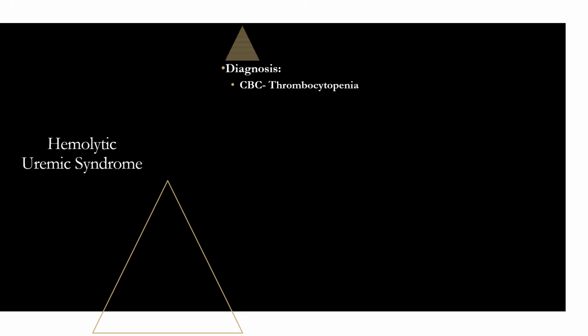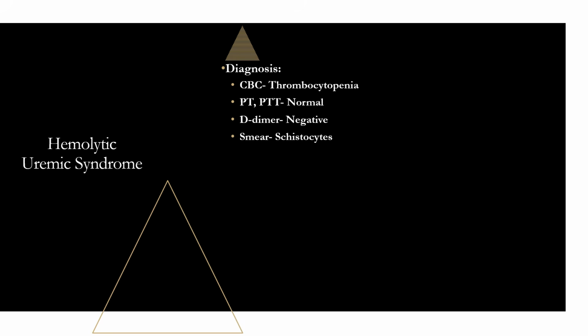Diagnosis. So diagnosis, surprise, surprise, thrombocytopenia again. We're going to have low platelets. We're going to have a normal coag panel. So our PT, PTT are normal. Remember, the only one we're going over today that has an abnormal coag panel is DIC. So remember that. Everything else is going to have a normal coag panel. Of course, our D dimers are going to be negative.